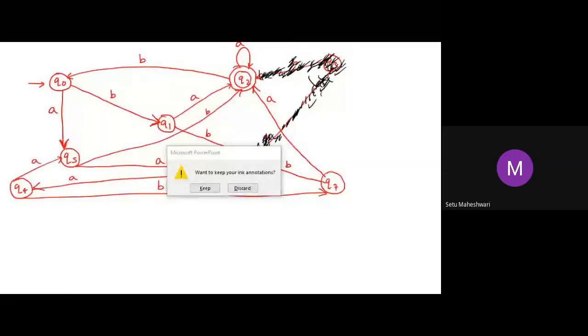The people who have already joined, please find out the unreachable states in this one.